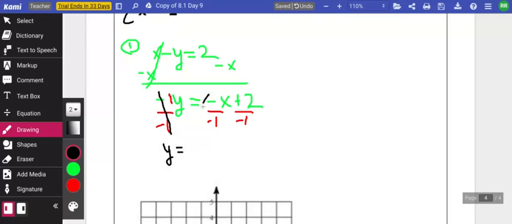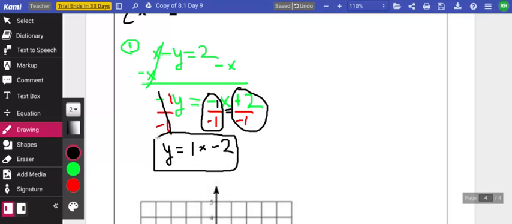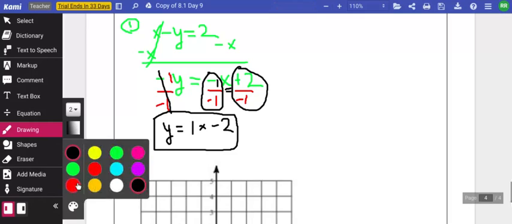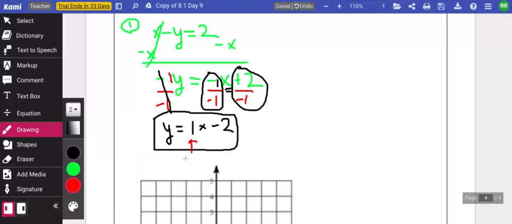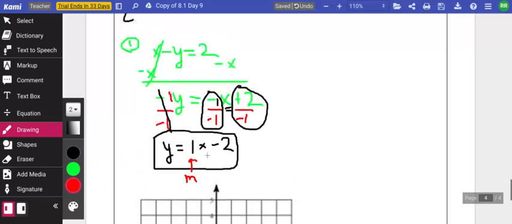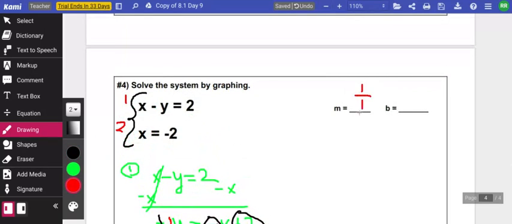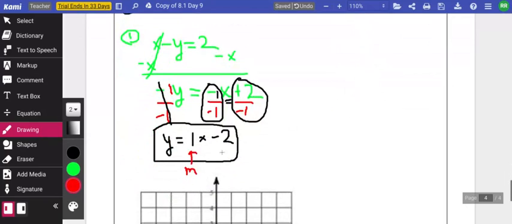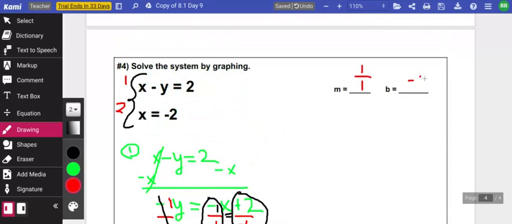So you have y equals, again, what's this? This is negative 1 over negative 1, which is positive 1. And don't forget your x term, so 1x. And then 2 divided by negative 1, that is negative 2. So we have y equals 1x minus 2. This is slope-intercept form, which means the number in front of x, that's our slope, 1 or 1 over 1. That's the slope. And then this term is b. b is negative 2.